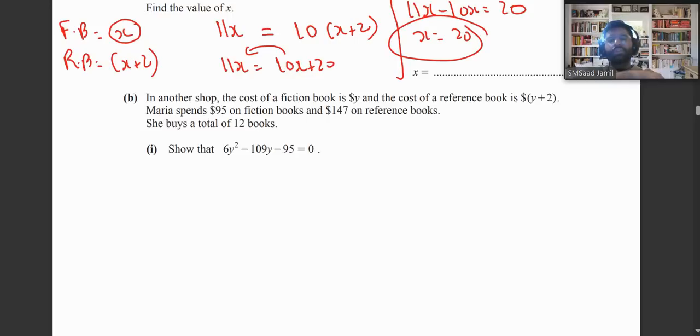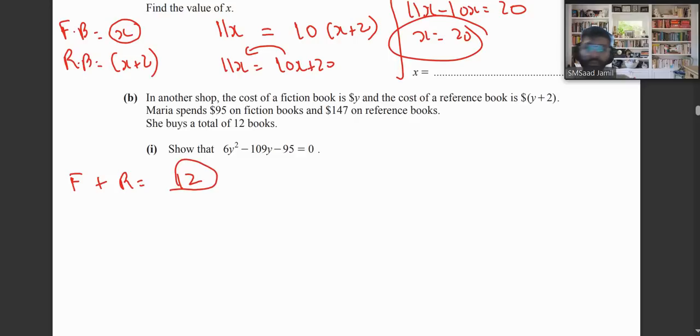So it says in another shop the cost of a fiction book is Y and the cost of a reference book is Y plus 2. Maria spends 95 on fiction books and 147 on reference books. She buys a total of 12 books. Show. Okay. So look guys, the cost of a fiction book is Y. She bought a total of 12 books. So we will say fiction books plus reference books, total books are 12.